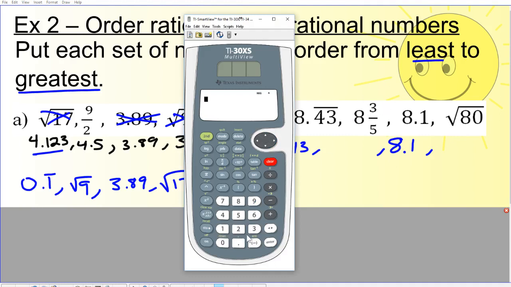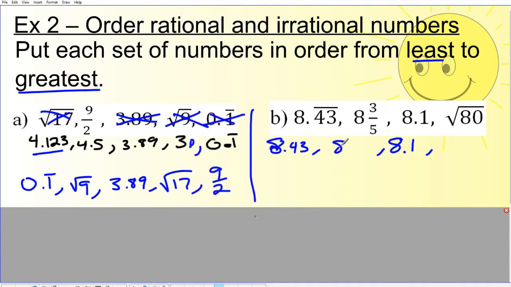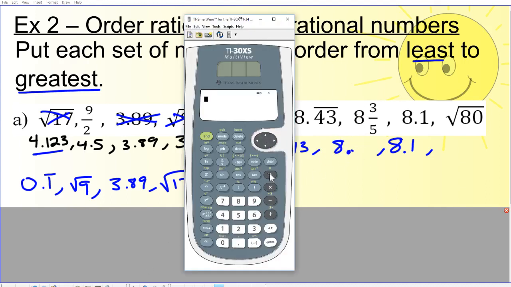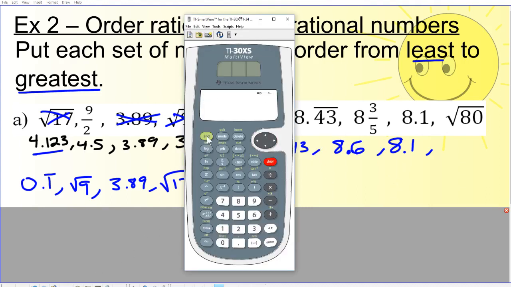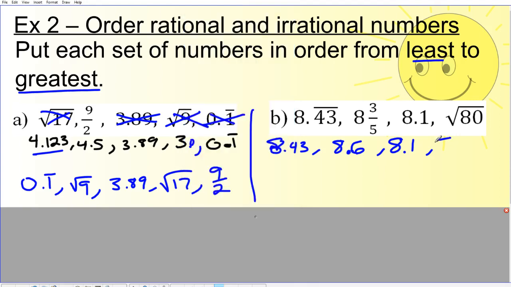8 and 3/5. Well, I know this is going to be 8 point something, because that's the whole number. The whole number is 8. But the decimal, 3/5. 3 divide 5. That's how you change a fraction to a decimal. You divide. It's 8.6. All right. Square root of 80. Square root of 80 is 8.94. That is by far the biggest of these. 8.94.